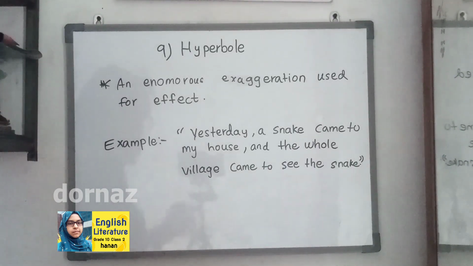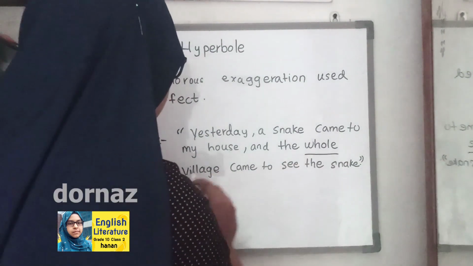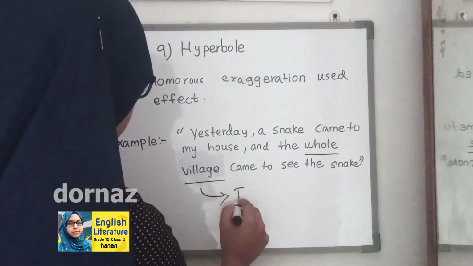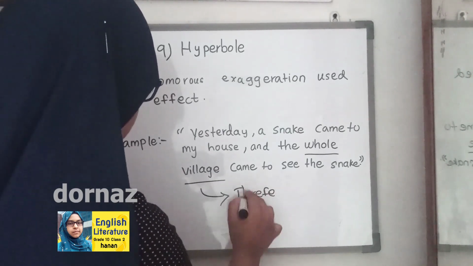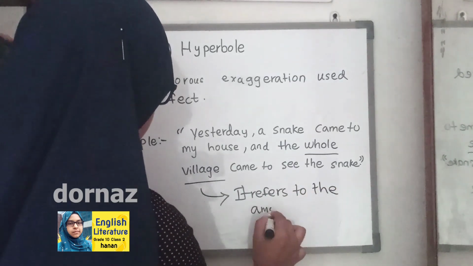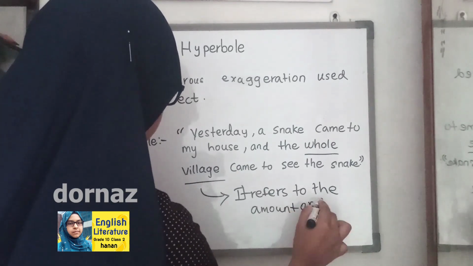Without one person missing, will the whole village come to see a snake? No. Some people will miss seeing the snake. It is an impossible matter. The writer tries to say that most of the people have come to see the snake. That's why he has mentioned that the whole village came. So it refers to the amount of the people.